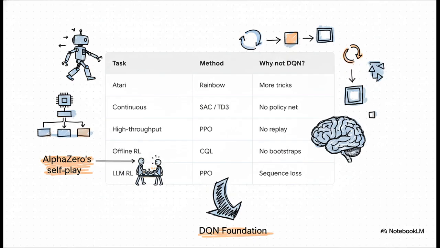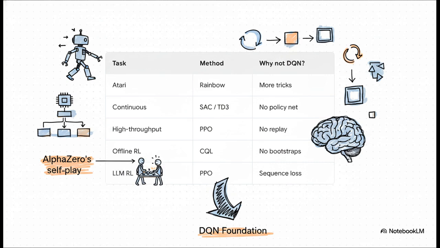For continuous control, like getting a robot to walk, we use SAC or TD3, mainly because DQN doesn't have an explicit policy network. For high-throughput tasks or training large language models, we use PPO because it scales a lot easier without needing a massive replay buffer. And for offline RL, we use conservative Q-learning to avoid those bootstrapping blowups.